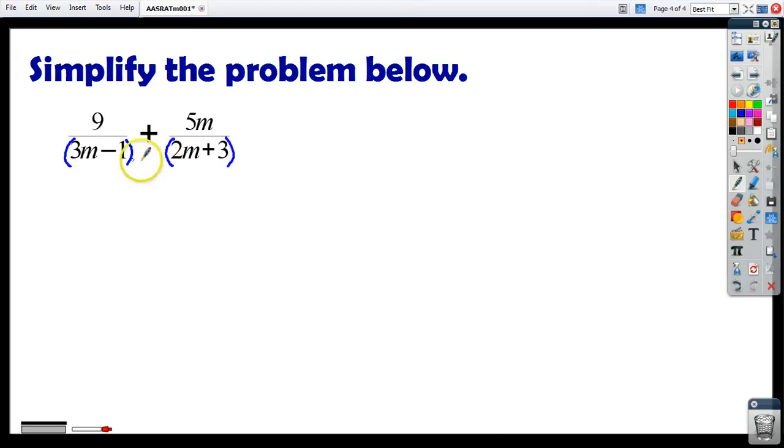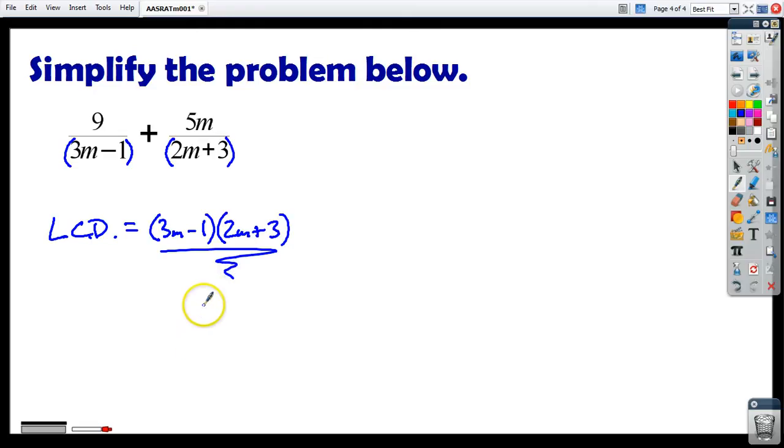So they're basically just two different factors. To find our least common denominator, it's just going to be both of those factors: a denominator of 3m minus 1 and the other factor of 2m plus 3. So we want to make both the denominators look like this. To do that, we're going to take this fraction and multiply top and bottom by the missing factor, which is 2m plus 3. What I do to the bottom, I do to the top.